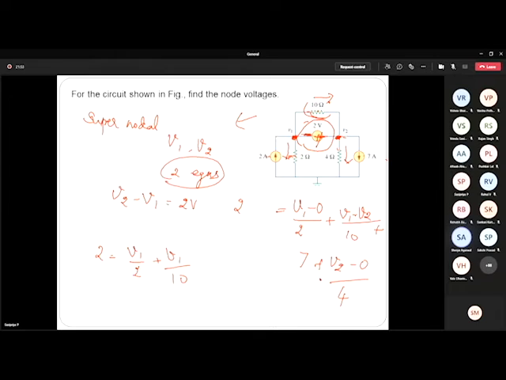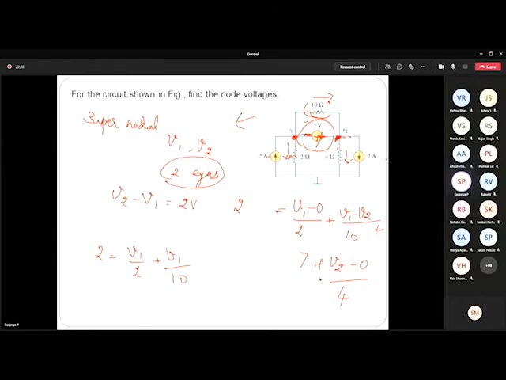Ma'am, but shouldn't we ignore this current, which is V1 minus V2 upon 10, because it will be leaving from V1 and entering V2, so its effect would be nullified? Correct, same term. Yes, what you're saying is correct. As far as this node is concerned, it's going to be an entering current. Sorry, as far as this node is concerned, it's going to be a leaving current. So how should I consider? Yes, exactly, ma'am.